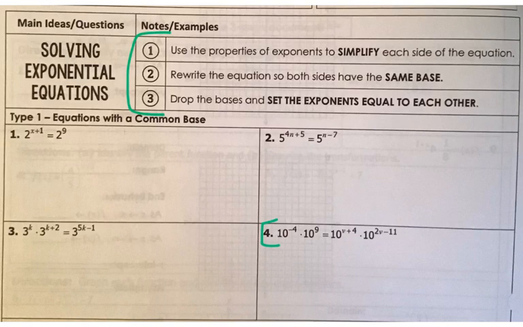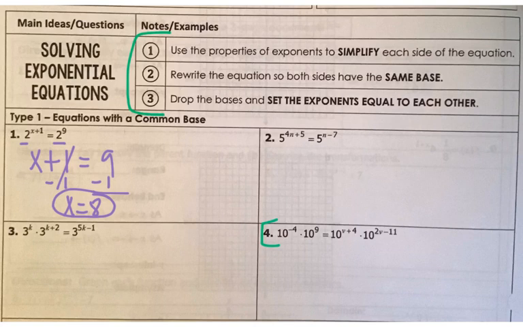So like on number 1, we have the same base, 2 and 2, right? So we drop the exponents, set them equal to each other. X plus 1 equals 9. Subtract 1 on each side. X equals 8. And that would be your answer for number 1.